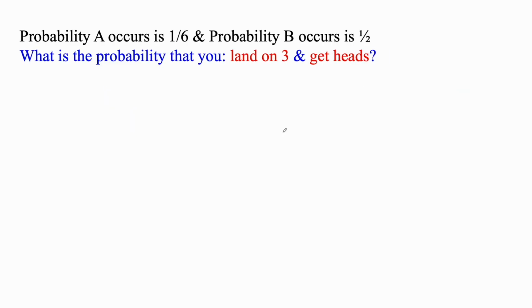Let's begin. The first one says: probability that A occurs is 1/6 and probability that B occurs is 1/2. So what is the probability that you land on 3 and get heads? A die has 1 through 6, so 3 is just 1/6. And a coin has either heads or tails, so 1/2. This is an example of an "and", so we multiply. 1/6 times 1/2 is 1/12. So we have a 1 in 12 chance of getting a 3 and a heads.